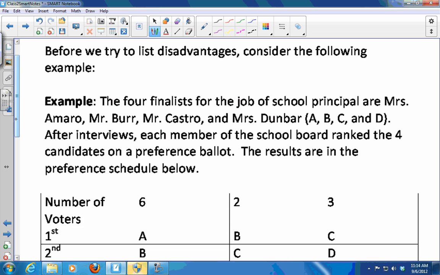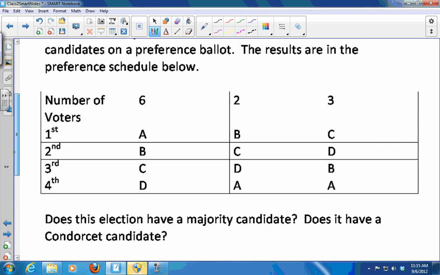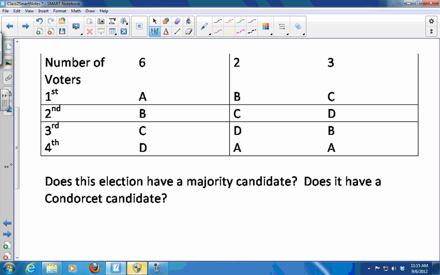So before we try to list some disadvantages, we're going to go through an example that's going to highlight one of the big disadvantages. Okay. So we have the 4 finalists for the job of school principal: Mrs. Amaro, Mr. Burr, Mr. Castro, and Mrs. Dunbar. After interviews, each member of the school board ranks the 4 candidates on a preference ballot, and these are the results.